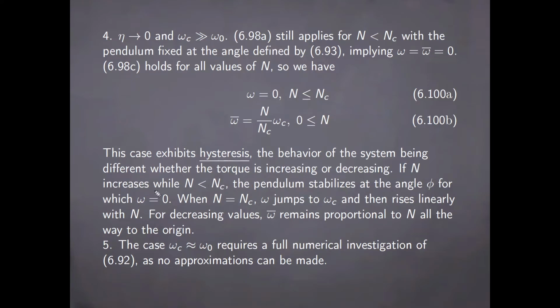So if the torque increases while its value is below the critical torque, the pendulum stabilizes at the angle phi for which omega vanishes. Then when the driving torque reaches the critical value, omega will jump to the critical frequency, and then it will rise linearly with the driving torque. For decreasing values, the average of omega will remain proportional to n all the way to the origin.